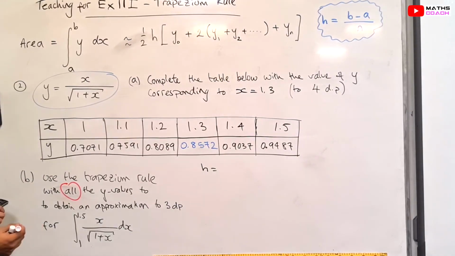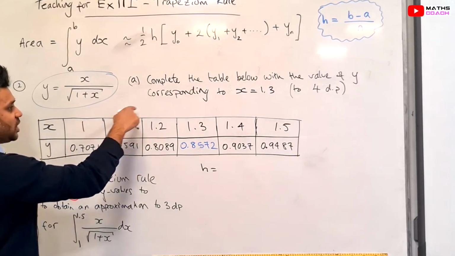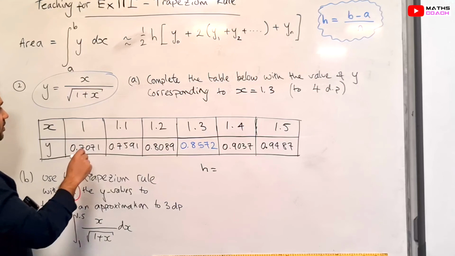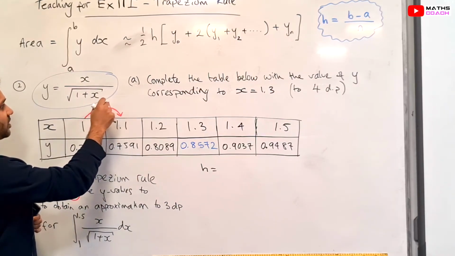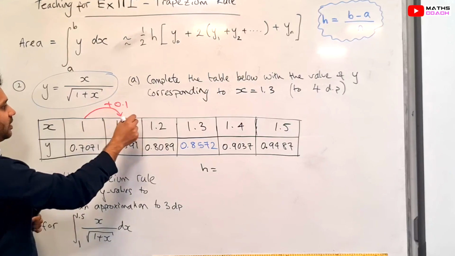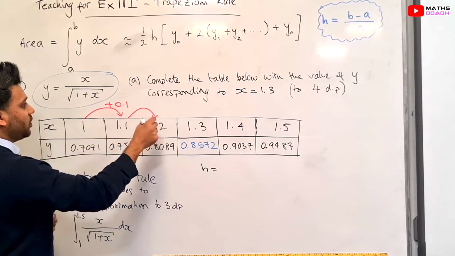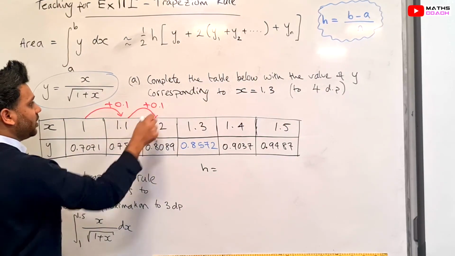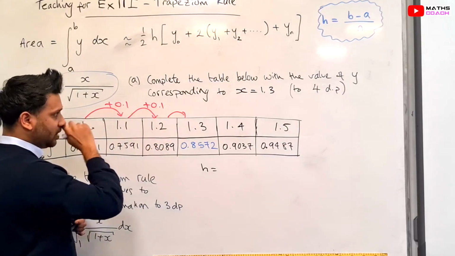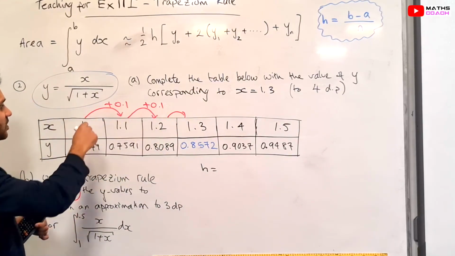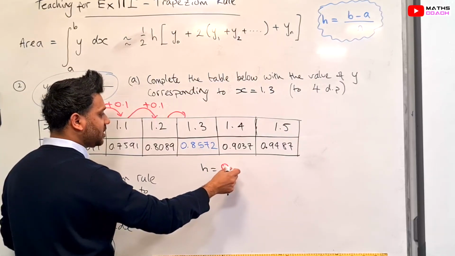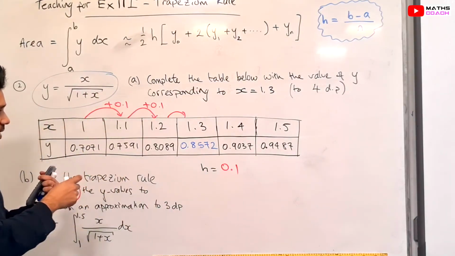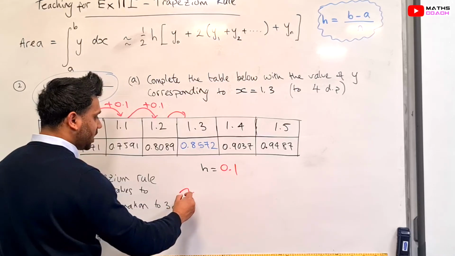To do that, look at the interval by which x is jumping. From 1 we go to 1.1, we're adding on 0.1. Here we jump from 1.1 to 1.2, we're adding on 0.1 again, and so on. So by looking at the jumps in those x values, we can say that the height of the trapezium is basically 0.1. So we can now jump straight into the trapezium rule.